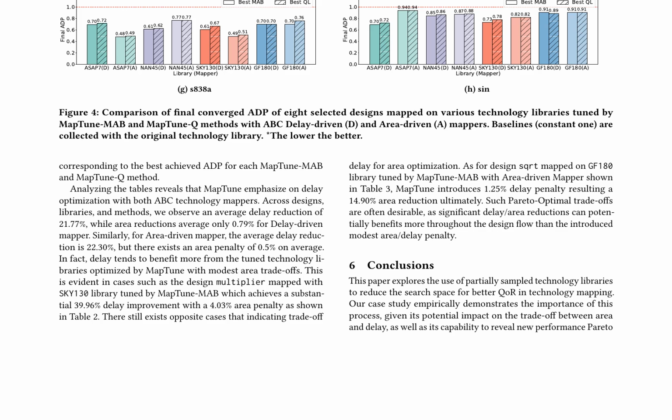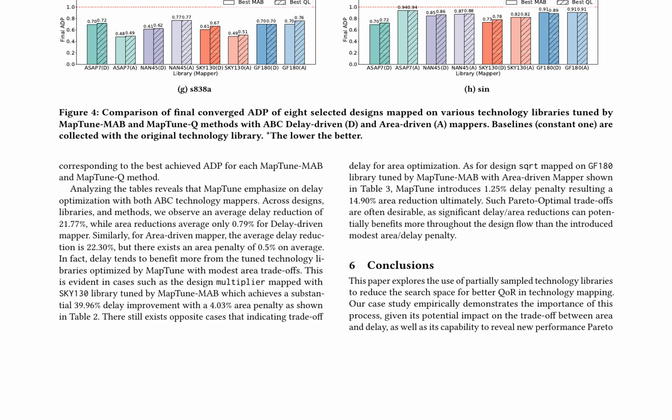Notably, the multiplier mapped with SKY130 library tuned by MapTune MAB achieves a 39.96% delay improvement with a 4.03% area penalty, highlighting the potential of partially sampled technology libraries to introduce new performance Pareto-Optimal trade-offs.